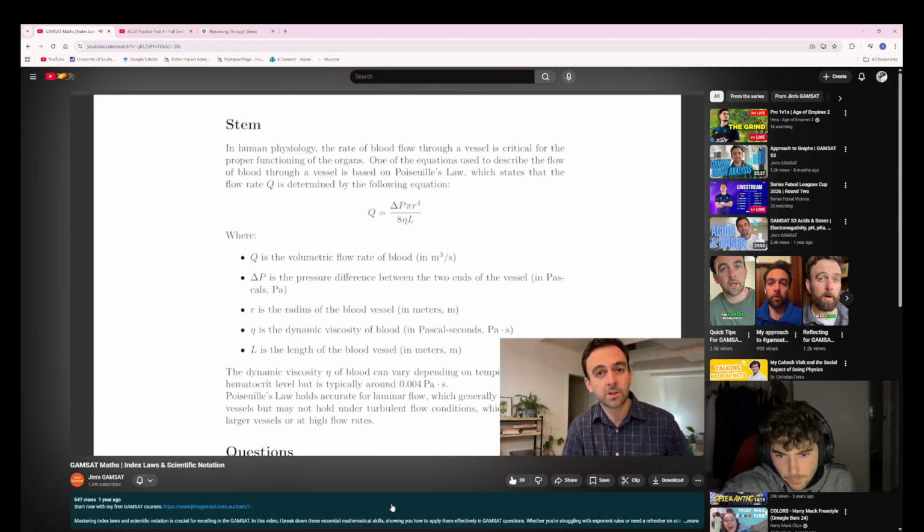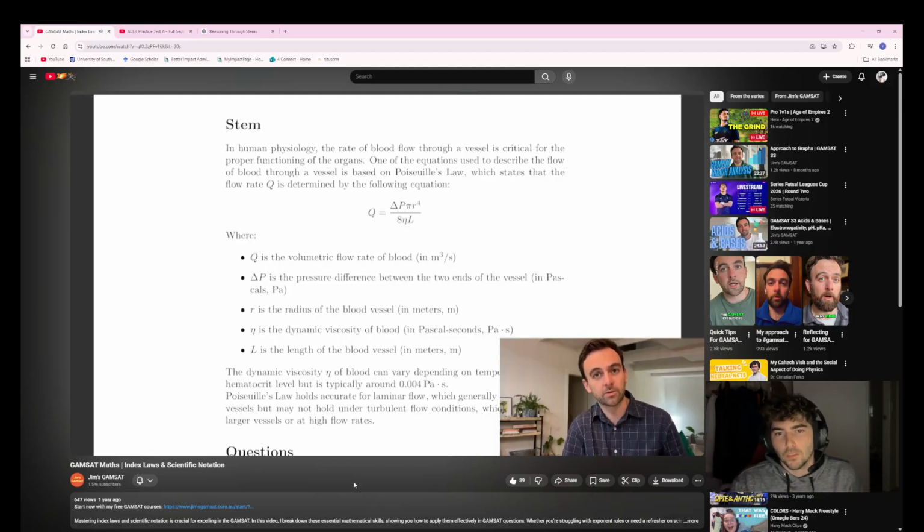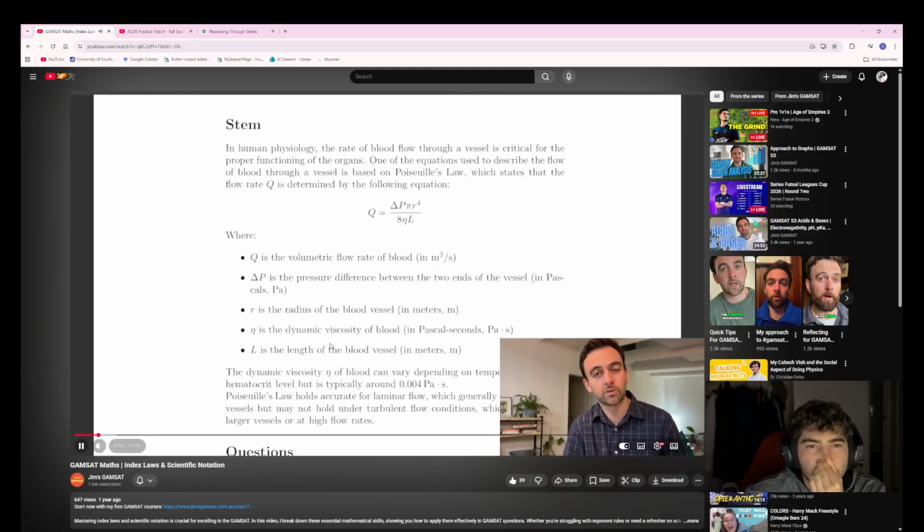Okay, so as I mentioned in the intro, today we're going to be doing scientific notation and index laws. And I thought a really good way to demonstrate the importance of these skills is actually through a problem. And then when we get stuck, you'll see where these skills actually come into play.